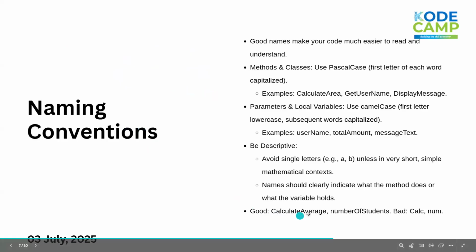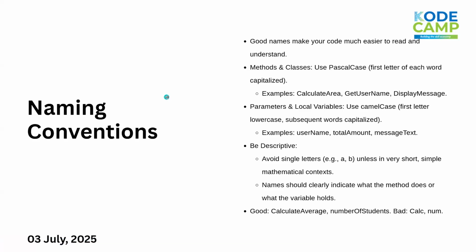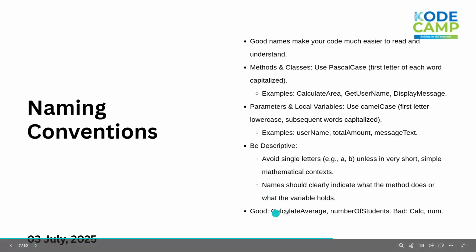Then good names: calculateAverage, numberOfStudents. Maybe you are asked to write a method that finds the number of students, or calculates an average. So this is a valid method name, and number of students is a valid variable name. Bad is CALC, because in your mind you'd think CALC is calculate. If you decide to give your method the name CALC, it doesn't make sense. So that's it.